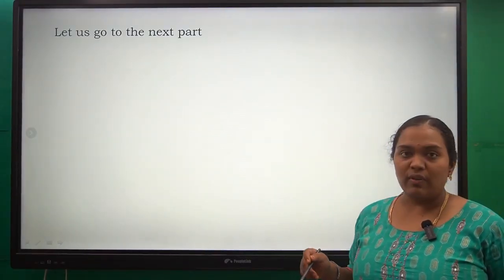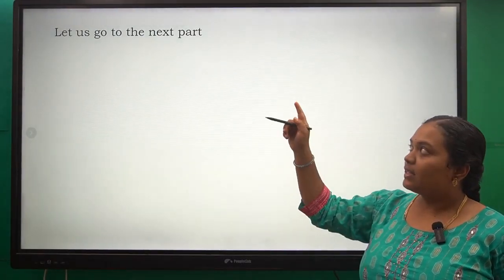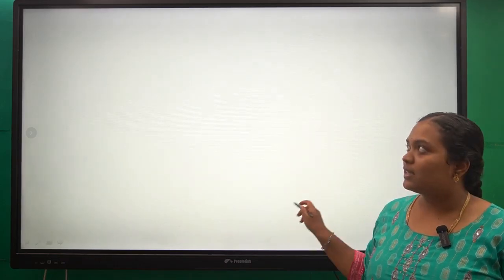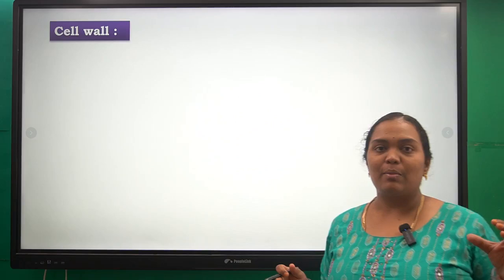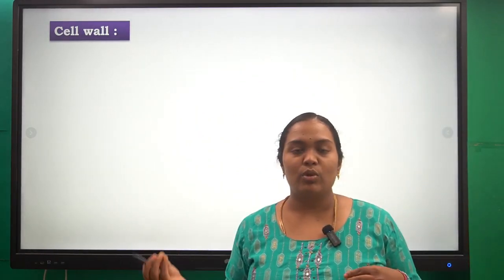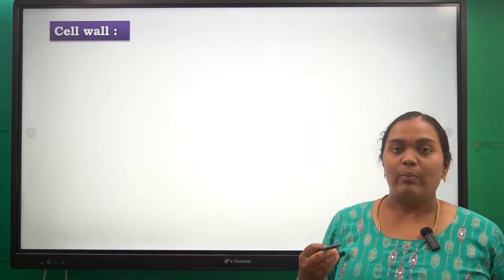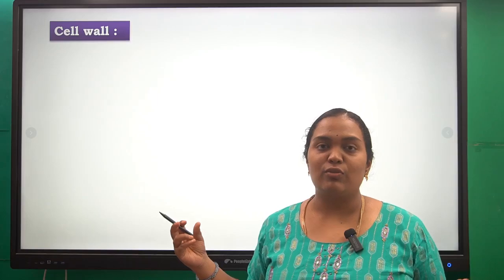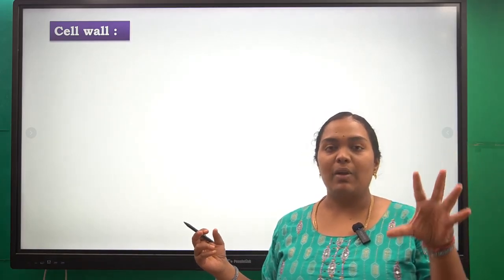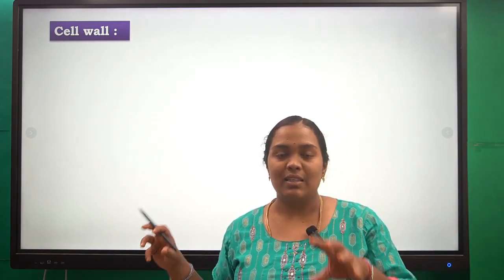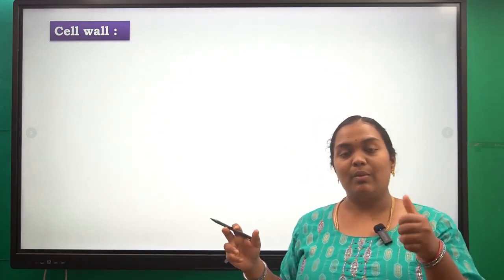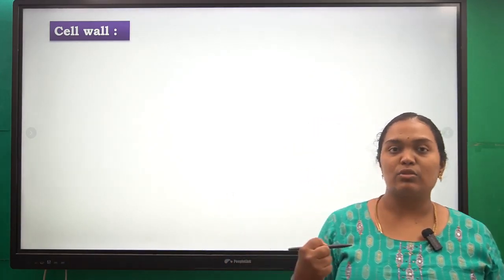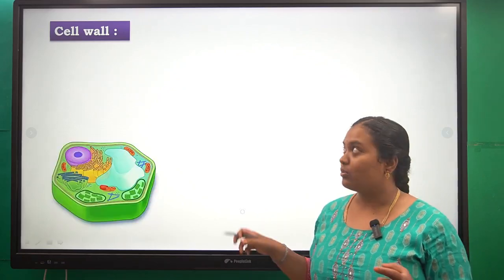In this module 5 about the cell, let us know the next part of the cell, that is the cell wall. In the previous session we have spoken in detail about the cell membrane, which is present both in the plant and also the animal cell. But the cell wall is a special feature of only the plant cells. Only plants have the rigid structure which helps them to withstand the mechanical forces from the external environment.